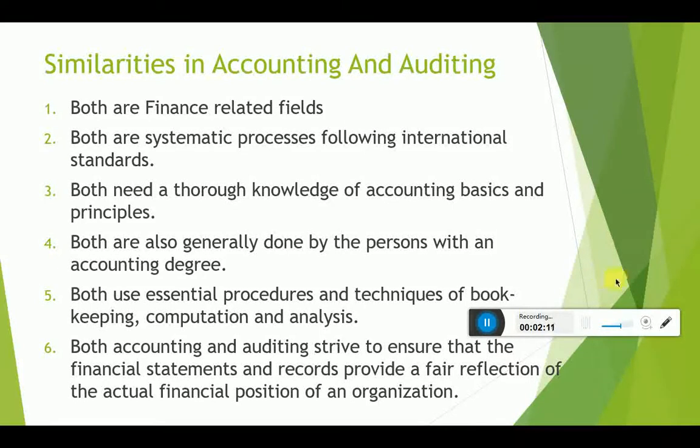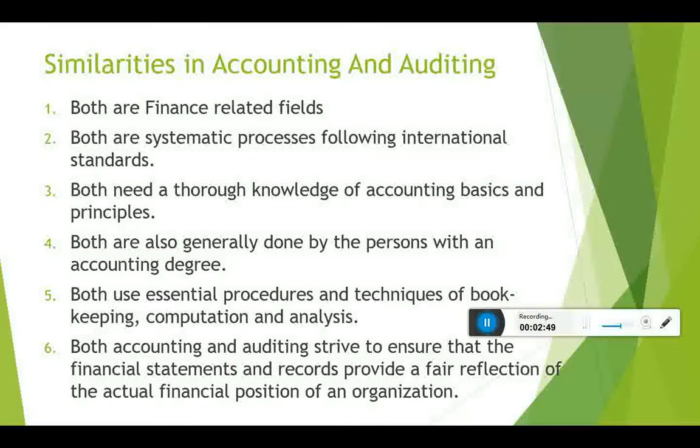And both of them follow international standards. There are international standards for accounting, which are known as GAAP, Generally Accepted Accounting Principles, or IFRS, International Financial Reporting Standards. Similarly, auditing also follows international standards, which are called ISAs, International Standards on Auditing, right? So both of them are systematic processes and both of them follow international standards, right? Both of them are systematic and standard processes.